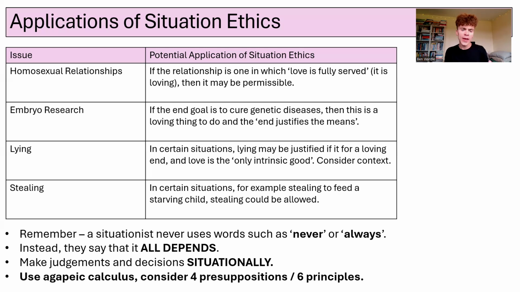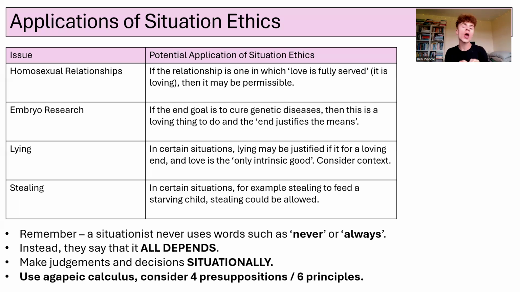Embryo research, if the end goal is to cure genetic diseases, then this is a loving thing to do, and the end justifies the means, which of course is one of the 6 principles. We've then got lying. We could say that in certain situations, lying may be justified if it is for a loving end.